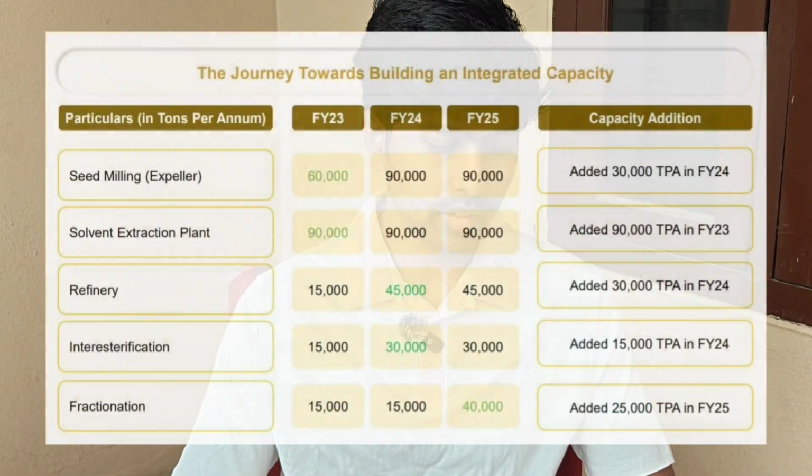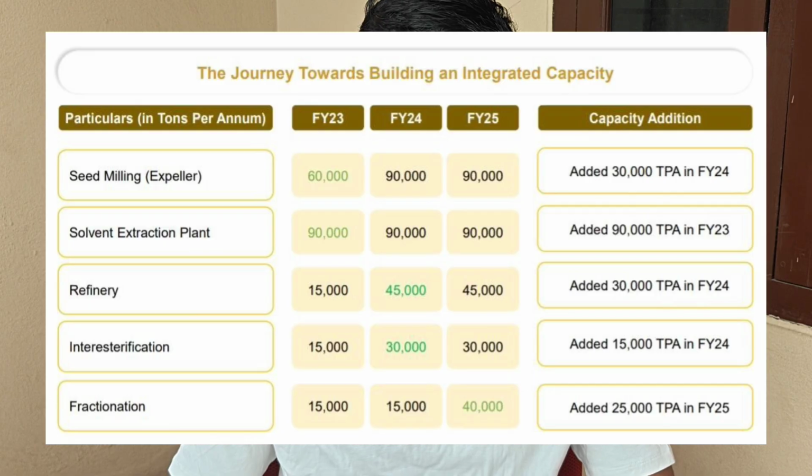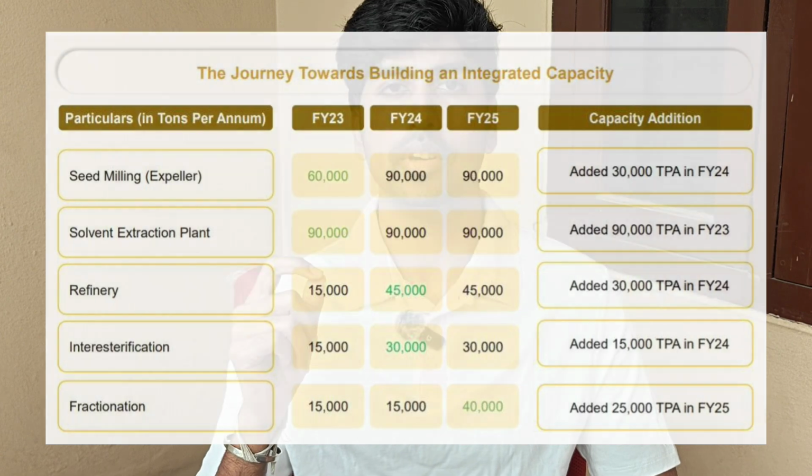Now, if you see the screen, they have different machines. They have a seed miller, solvent extraction plant, refinery, fractionation. Let's understand how this process is done. How do they manufacture the final product of cocoa butter equivalent?